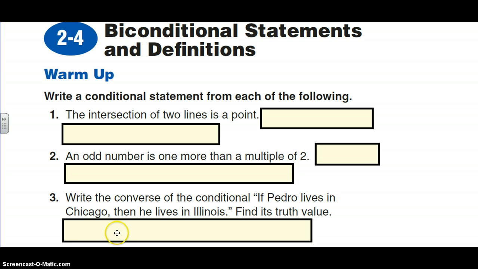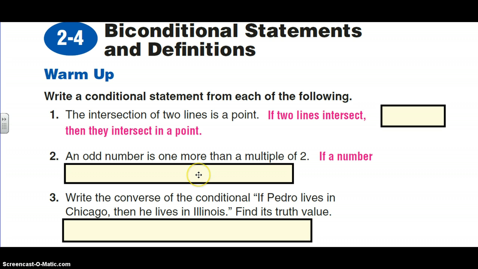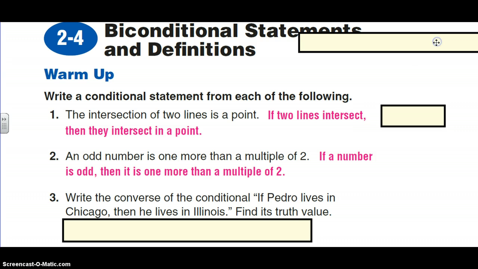Number 1, your conditional statement would be an if-then statement, right? If two lines intersect, then they intersect at a what? A point, right? Number 2, if a number is odd, then the number is one more than a multiple of 2. And for the converse, we switch the conditional statement from if P then Q to if Q then P, right?